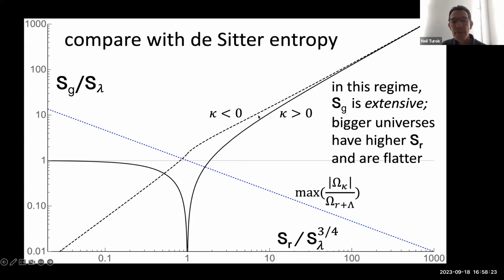And in fact, whether you're positively or negatively curved spatially doesn't matter as you go to large universes. The gravitational entropy we compute is extensive in the spatial volume at large volume. And so we find if this gravitational entropy is large, it corresponds to a large radiation entropy and a very flat universe. So that's our picture for why the universe is so large and flat. You could say we've just transformed that into saying, why does the universe have such a large entropy?